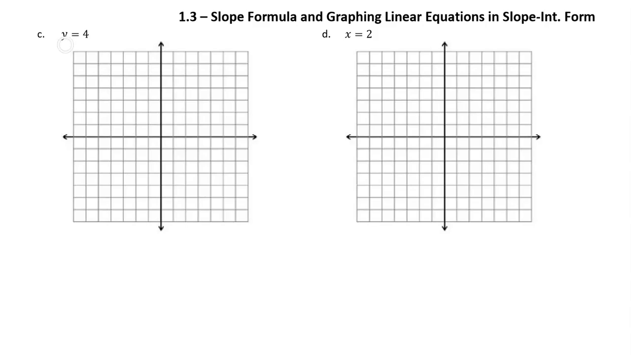Our equation is simply y is equal to 4. So that's a special one. That one is telling me that I have no x value, right? There's no x in this equation at all. So if we look back at our notes before, we can recognize this as a horizontal line. And in a horizontal line, our m value is 0.